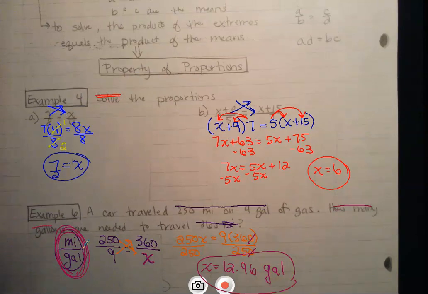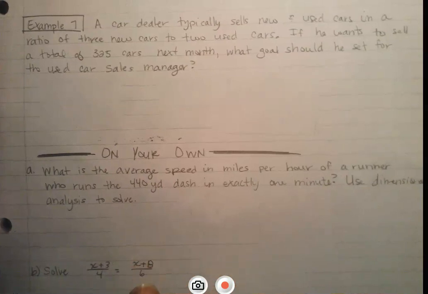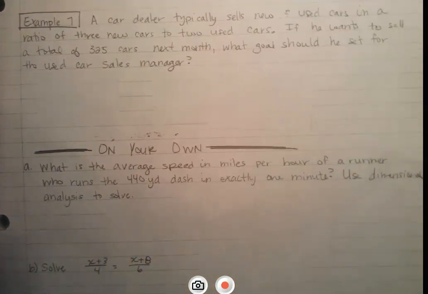Okay, example 7 on your next page is the last one we're going to work through. And then you have your on your own. So example 7. A car dealer typically sells new and used cars in a ratio of 3 new cars to 2 used cars. If he wants to sell a total of 325 cars next month, what goal should he set for the used car sales manager?